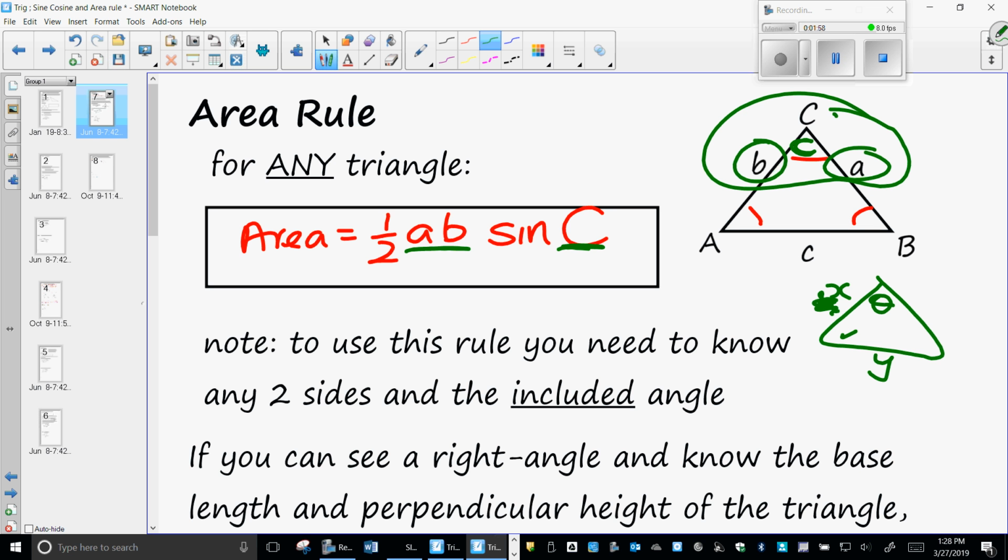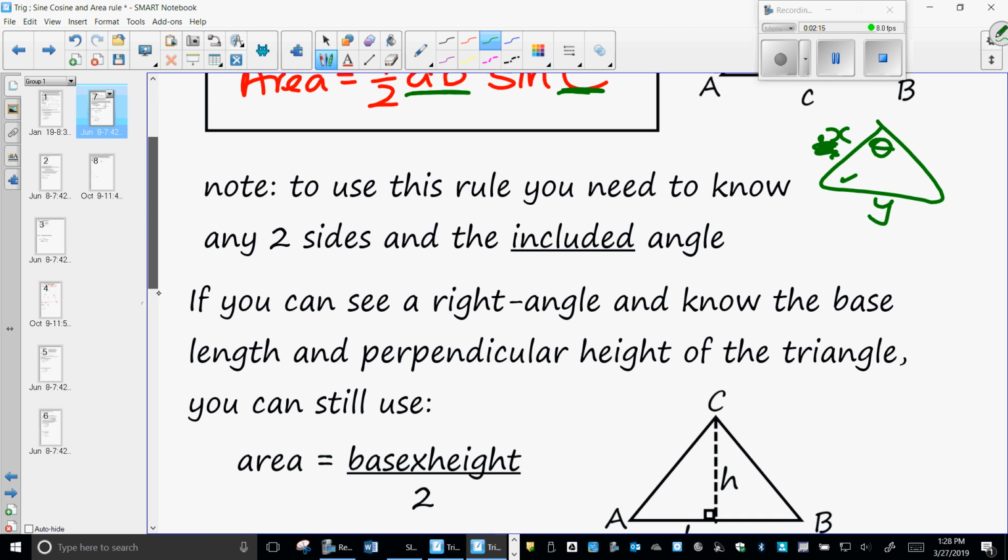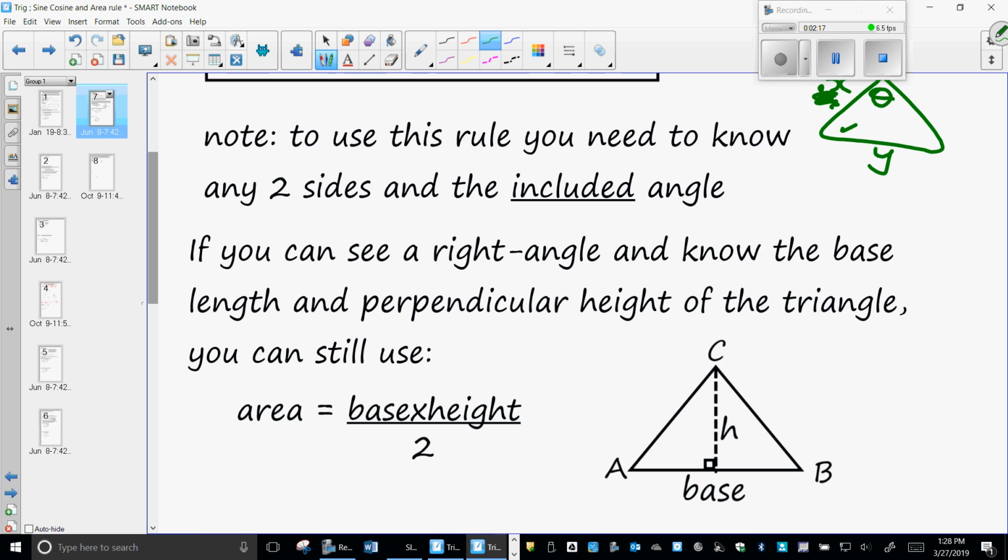I thought you needed to just know the length of the angle. Alternatively, you either need to know this angle or this length. You need to have two sides and the angle in between them. So, to use this rule, you need to know two sides and an included angle. That means it's inside between them.